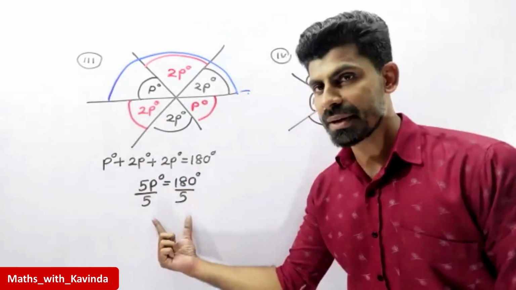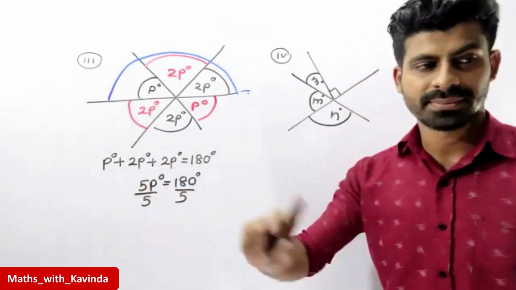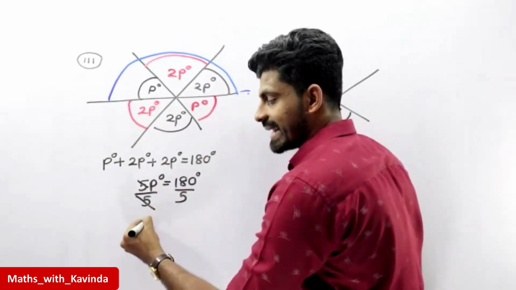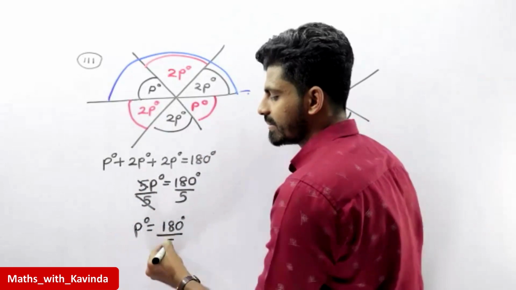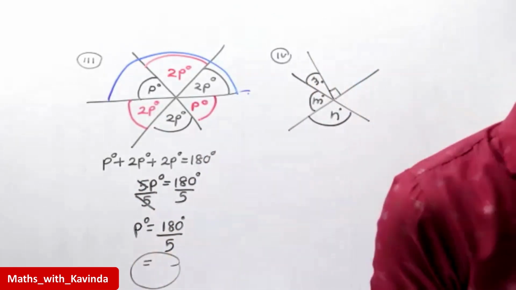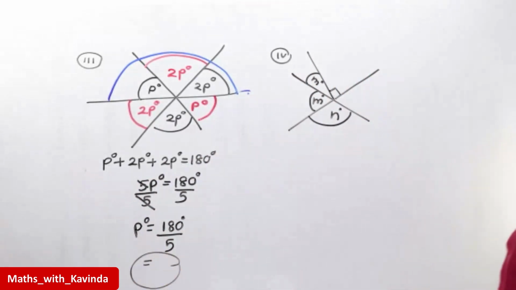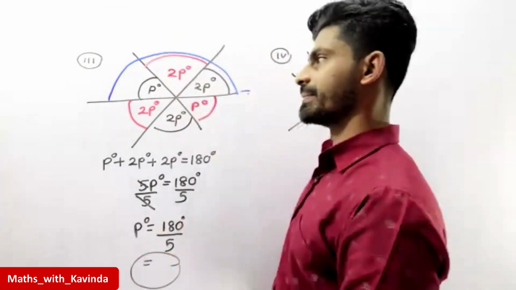Just divide both sides by 5, right? Try to do this one. Then 5 to 5 lamai patas. P equals 180 divided by 5. Just comment your answer. 180 divided by 5. Comment the right answer.